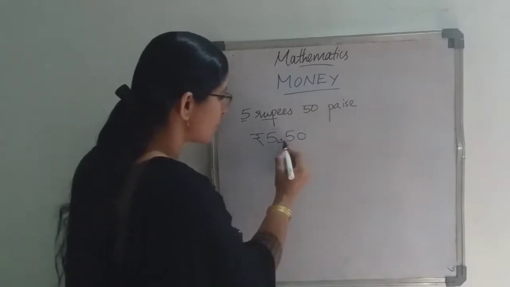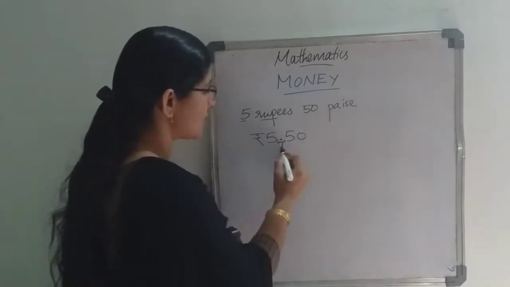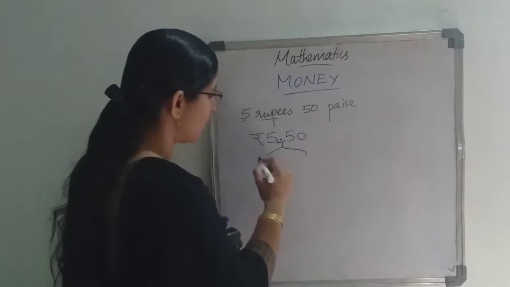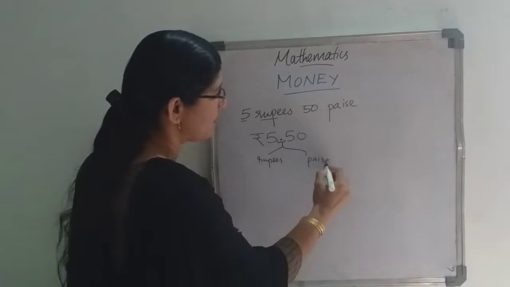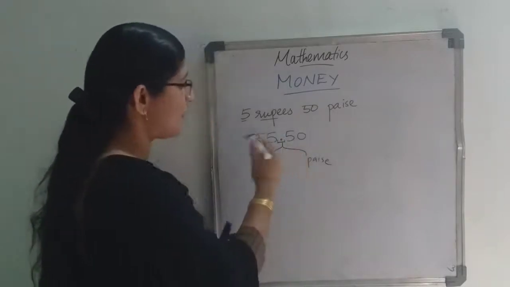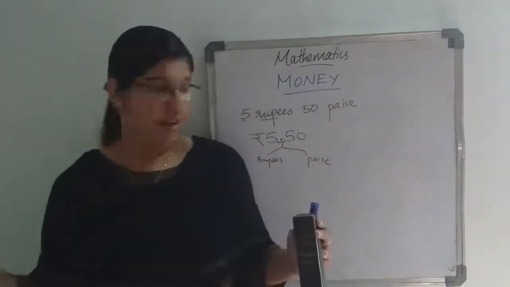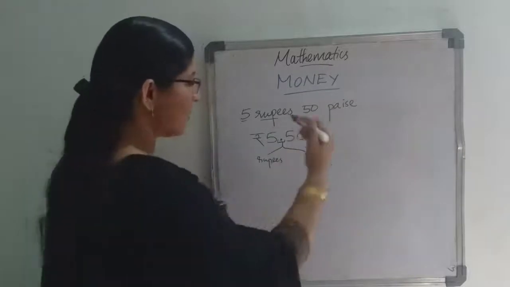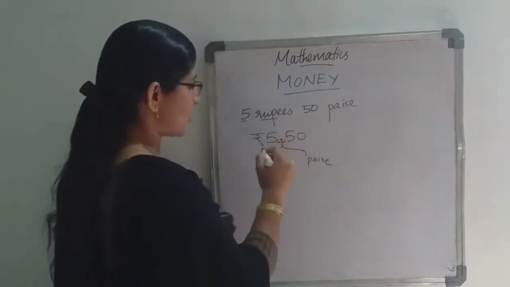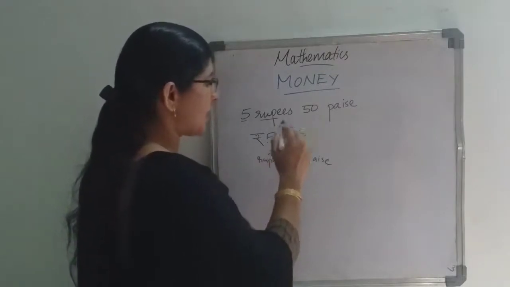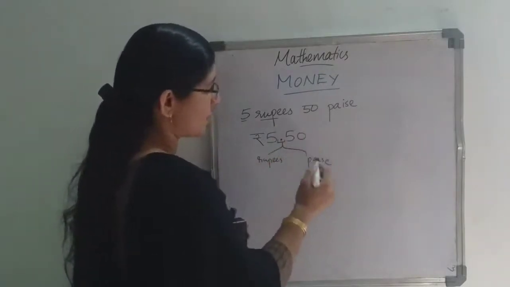Look at this dot. This dot is separating the rupees and paise. The number on the left side and the number on the right side. Whenever we are standing like this, the number on the left side of the dot is called rupees. The number on the right side of the dot is called paise.